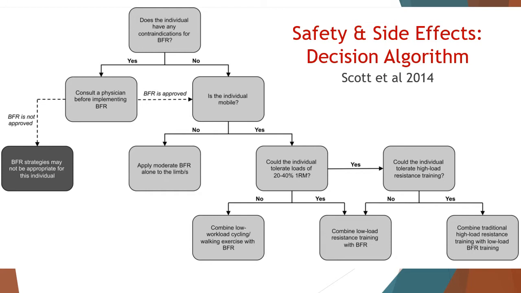Is the individual mobile? If no, perform passive BFR, meaning just cyclic ischemic preconditioning, as they call it, where the individual's blood flow is occluded without active exercise. Can they tolerate low load resistance training? If no, then do aerobic training with BFR. If they can, then do low load BFR. And if they can tolerate high loads, do BFR plus traditional high load resistance training.